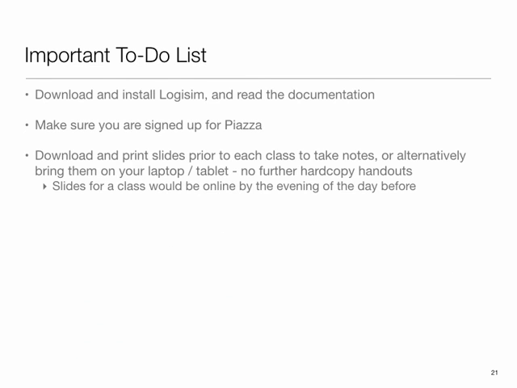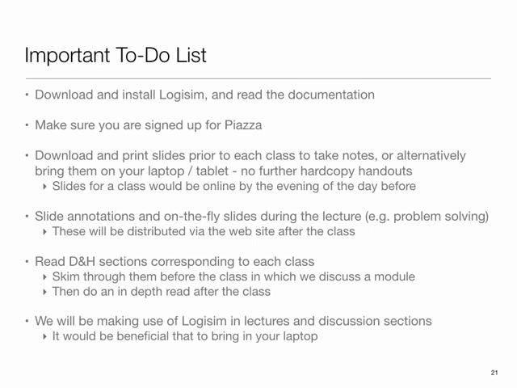So, some important to-do items for this week. Download and install Logisim. Read the documentation. You may not understand all of it, but walk through the tutorial. Do all of this before Friday. Make sure you are signed up on Piazza because you'll be missing out on things. The only way to access these lecture slides is through Piazza, so you should go there anyway.